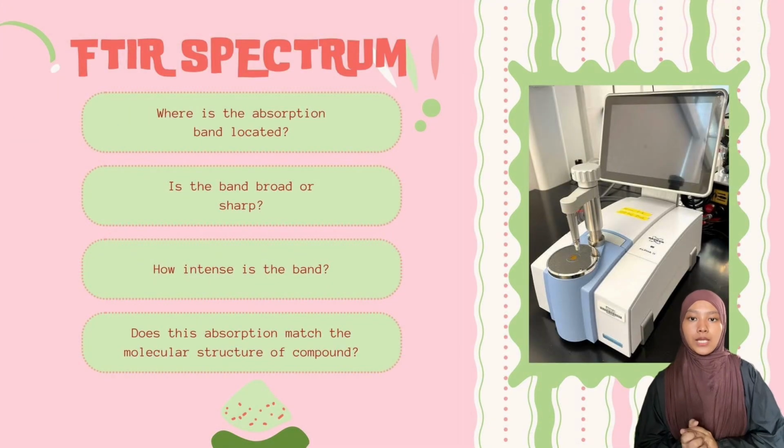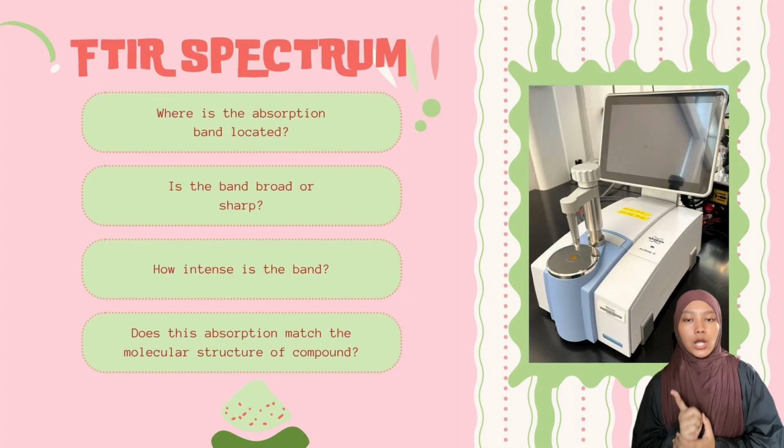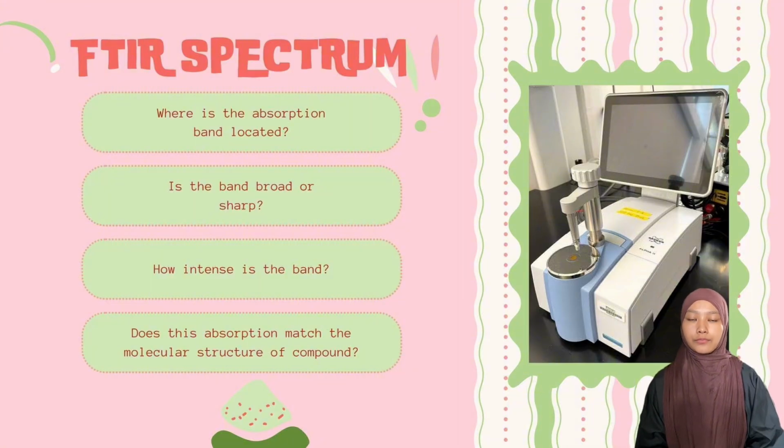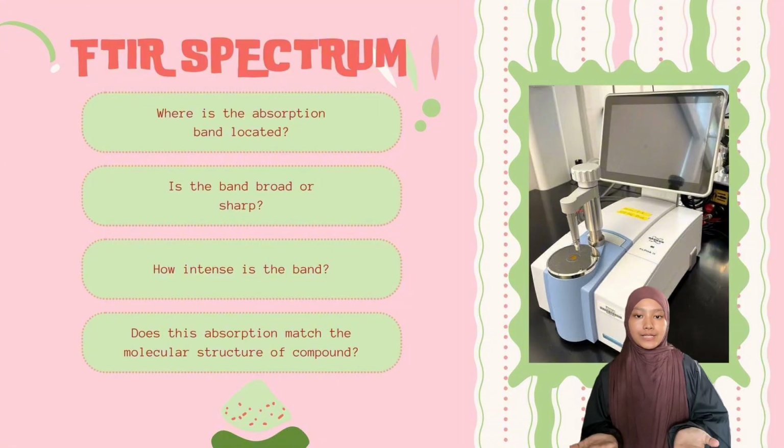Whenever you analyze an FTIR spectrum, we don't immediately guess the functional group. Instead, we ask 4 questions. First, where is this absorption band located? This will tell us the possible functional group because each bond absorbs within a specific wave number range. Second, is the band broad or sharp? Broad bands usually indicate hydrogen bonding, while sharp bands represent more uniform bond vibration. Third, how intense is the band? The intensity tells us how strongly the bond absorbs infrared radiation. Finally, does the absorption match the molecular structure of our compound?